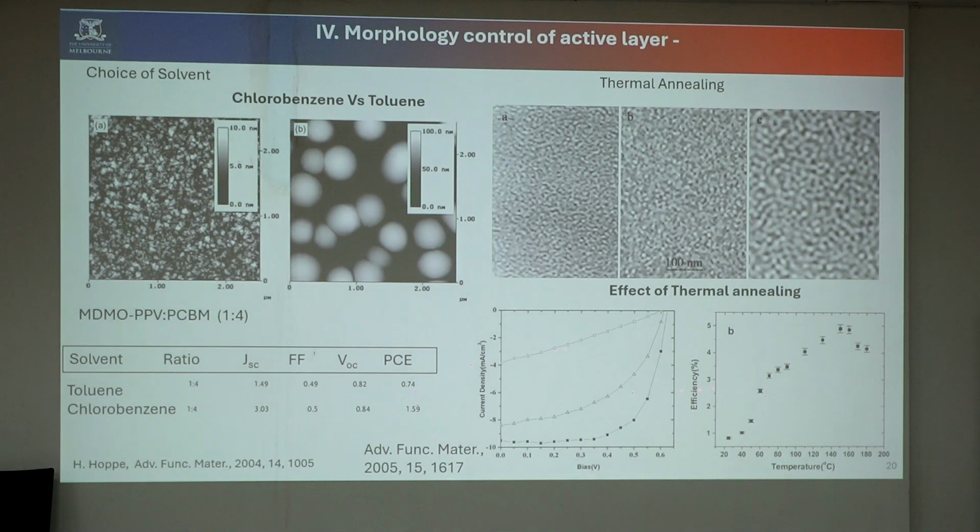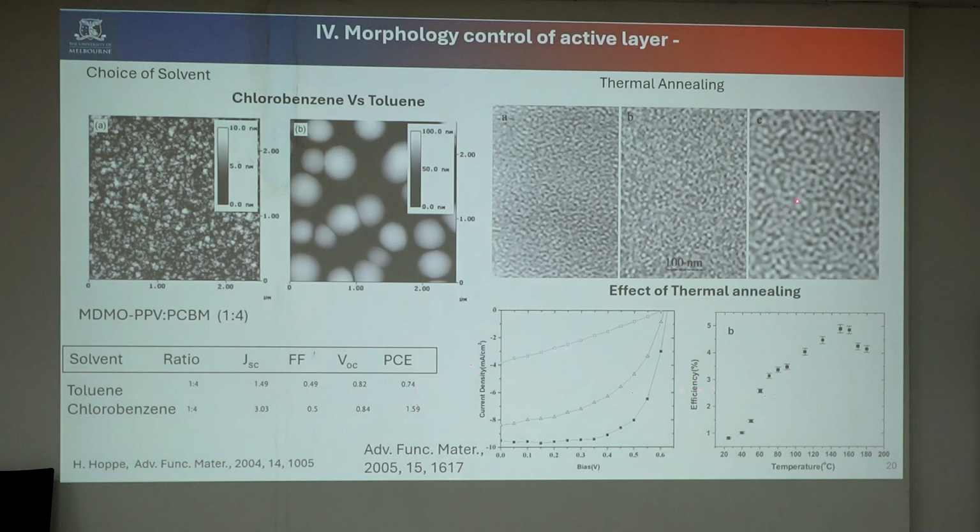The same as yesterday, when you use toluene and it cools down, it easily gets solidified. It has already lost its solubility. Like this, the solvent choice will make the quality of the film different. Okay, and also the thermal annealing.